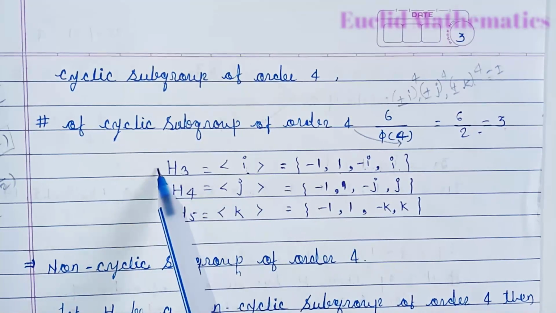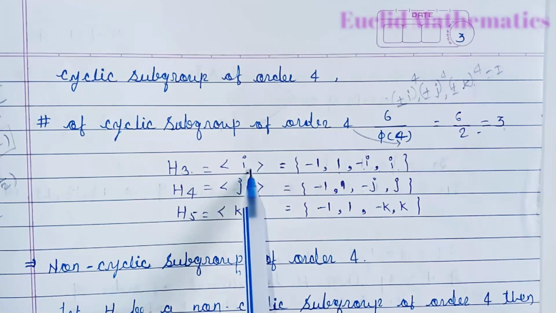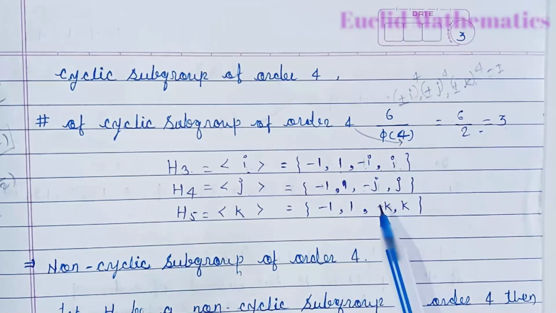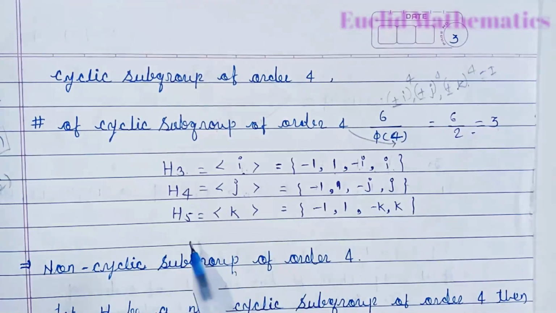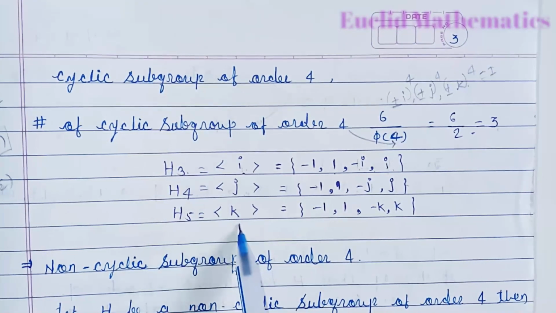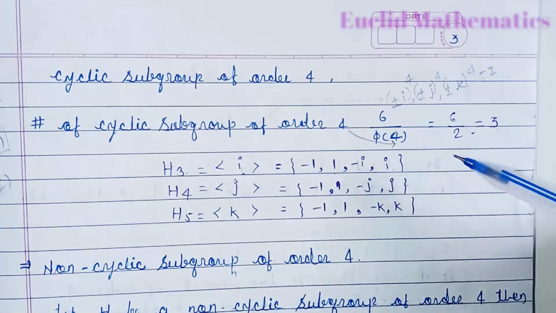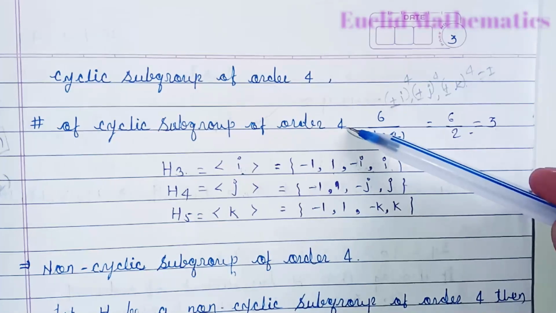So these are the elements generated by i. Similarly, here is the second subgroup, generated by j. We run through the powers of j, which gives 1, minus 1, j, and minus j. And similarly for H5, generated by k, which is minus 1, 1, minus k, and k. So I got 3 cyclic subgroups whose order is 4.